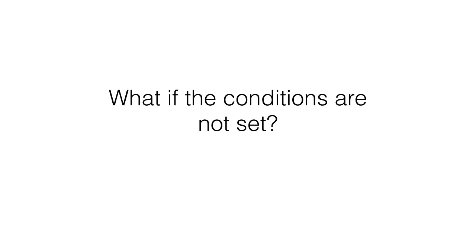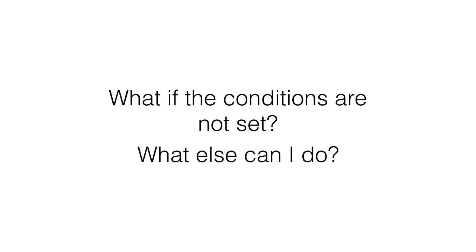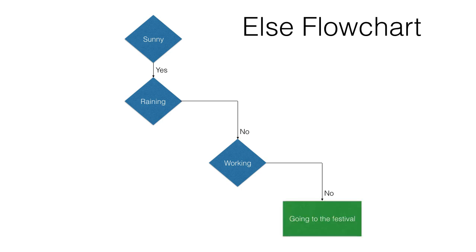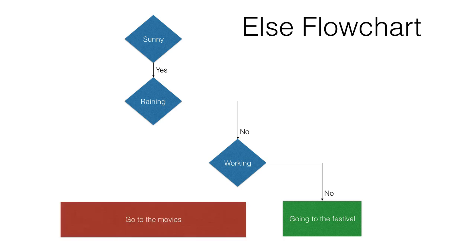So what if the conditions are not set? What else can I do? All right, well, here's an else flowchart. Ready? We've got our sunny again. Is it sunny? Yes. Is it raining? Nope. Am I working? Let's just say no. All right, I'm going to go to the festival. What's the else part of this? Is it sunny? No. I'm going to do something else. So therefore, there's an else. See that?